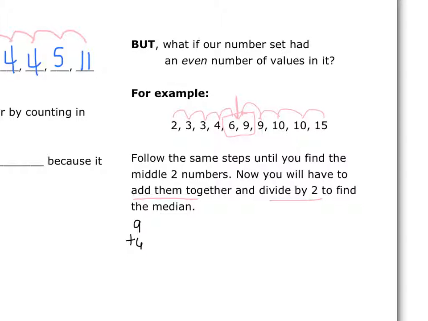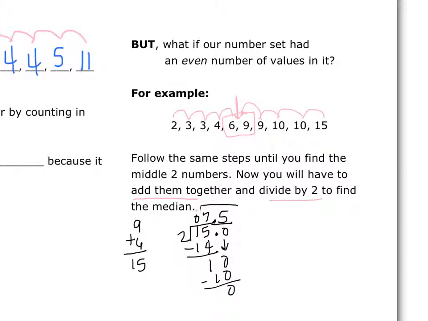9 plus 6 is equal to 15. 15 divided by 2. 2 cannot go into 1. 2 can go into 15 7 times because that will give me 14. Subtract, and I have 1. Please do not put remainder 1. Put your decimal, extend your box, and add that 0 and drop it down. 2 goes into 10 5 times. I am not left with anything, so I do not need to add anything on. And so my median is 7.5.